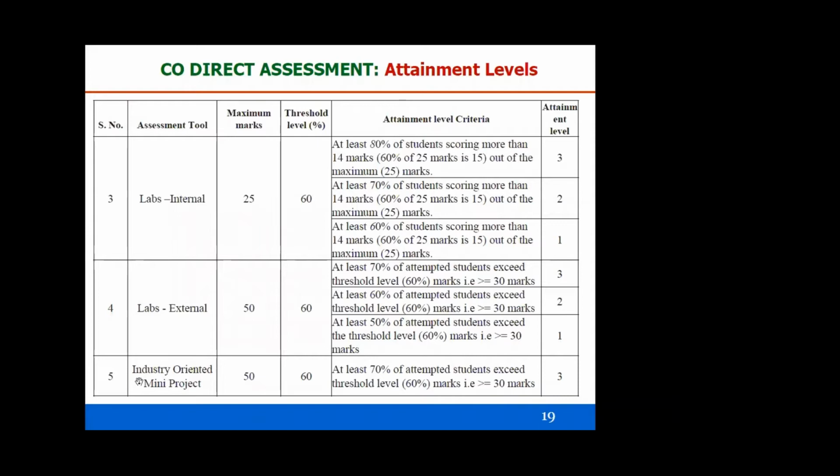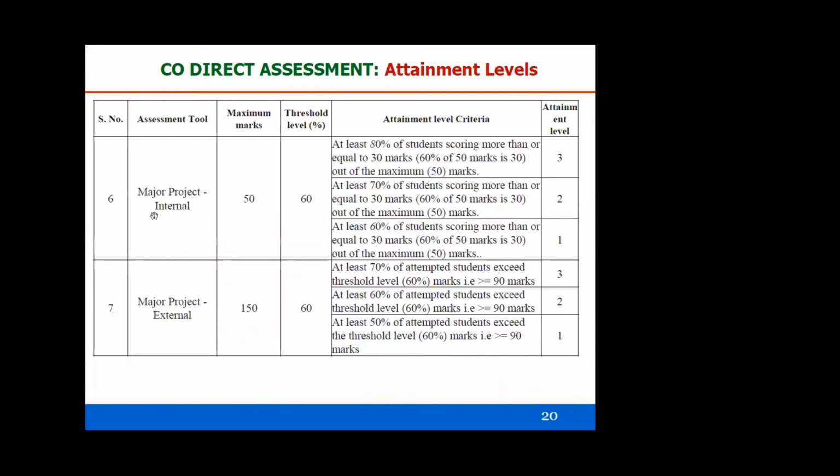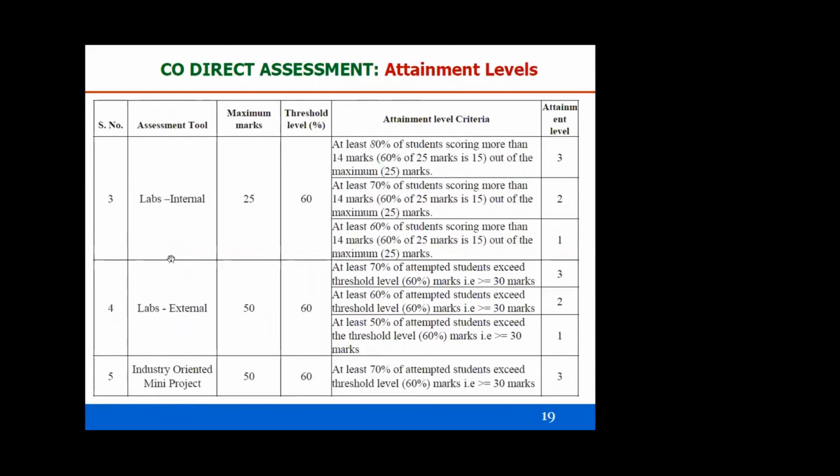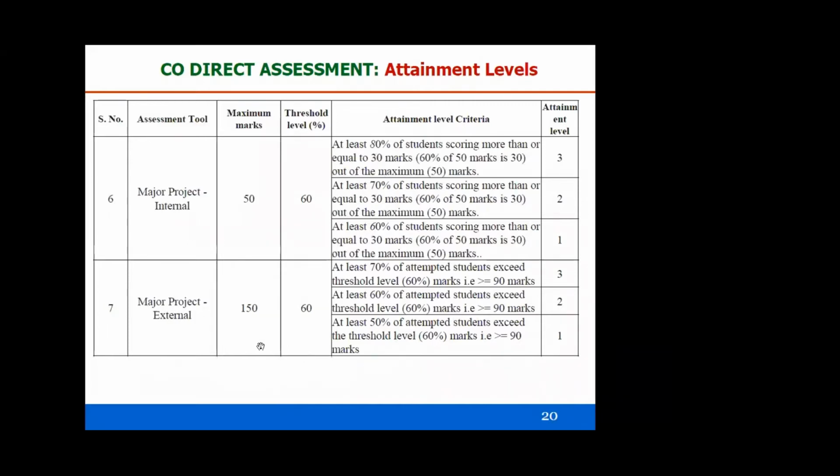Then if it is project based, whether a mini project, a major project, or a seminar, and it is internal only, some components, suppose a seminar, have only internal evaluation and no external. At that time we can't consider an external parameter; we only consider the internal component. For a project, an internal and external distribution is there. If so, you have to provide internal attainment levels and external attainment levels. Like that, for all courses you have to fix the attainment levels.